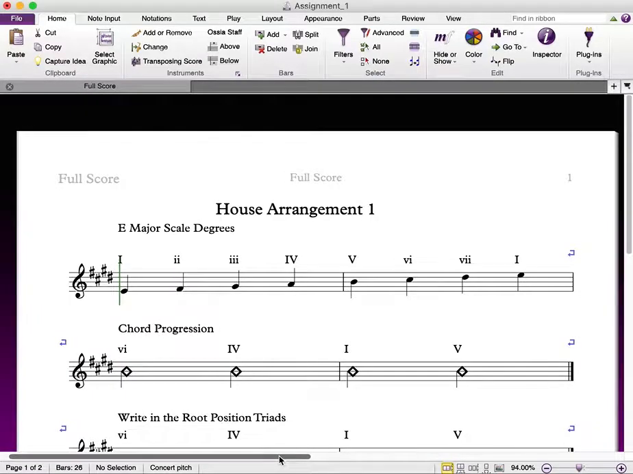Okay, hi class. So we're going to go over that house music arrangement assignment that we went over yesterday. I'll do the first part of figuring out the chord progression with the notes.